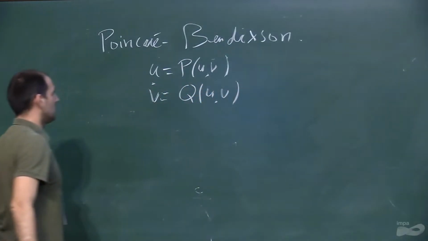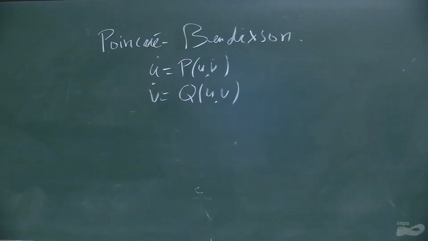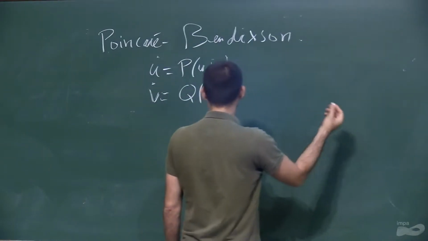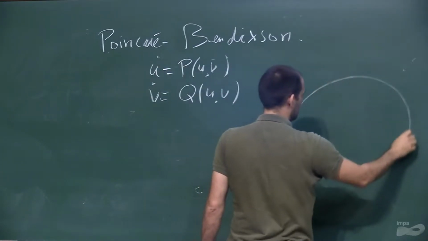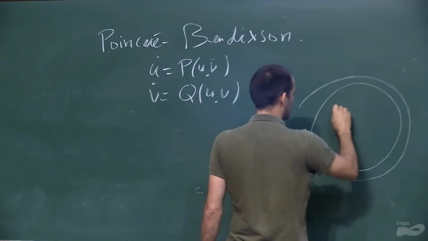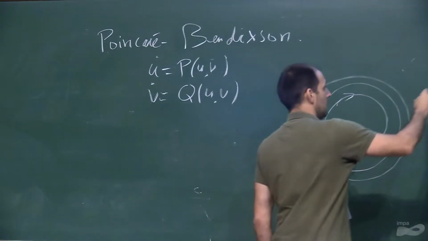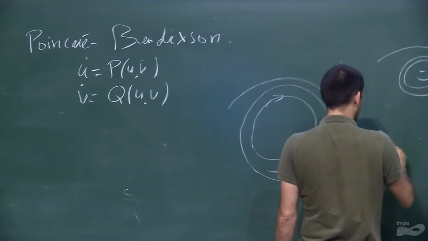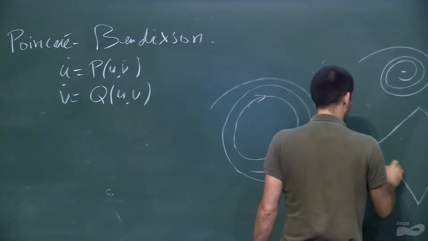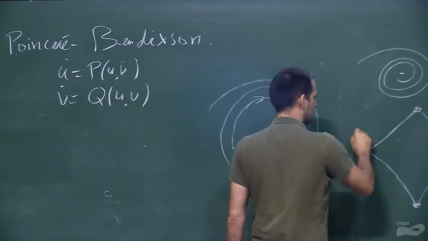So here P and Q are some smooth functions, say. So suppose you take a bounded trajectory of such a differential equation, then it will be defined for all time because it is bounded, and it is going to accumulate on a limit cycle like this, or on a singular point, on an equilibrium position, or maybe on cycles of saddle connections, or graphs of saddle connections.